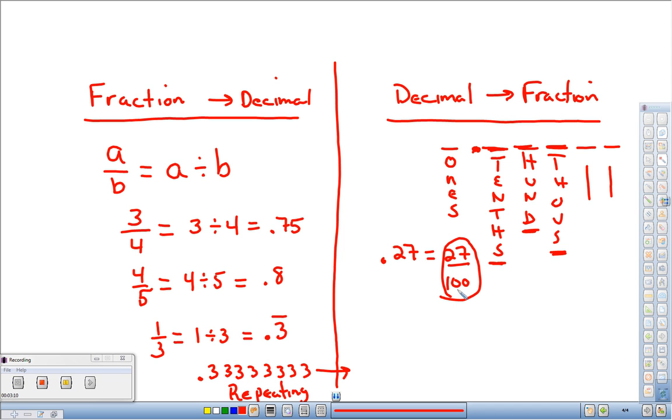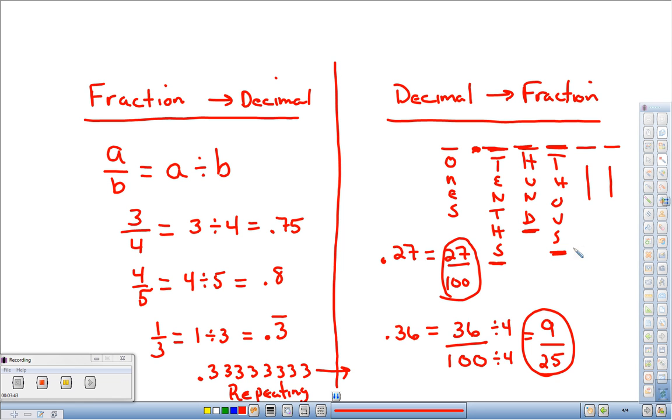That one's done. Suppose we have 0.36. Again, out to the 100ths place. So as a fraction, that would be 36 over 100. This is not in lowest terms. 36 and 100 have a greatest common factor of 4, and that would give us a final answer of 9/25.